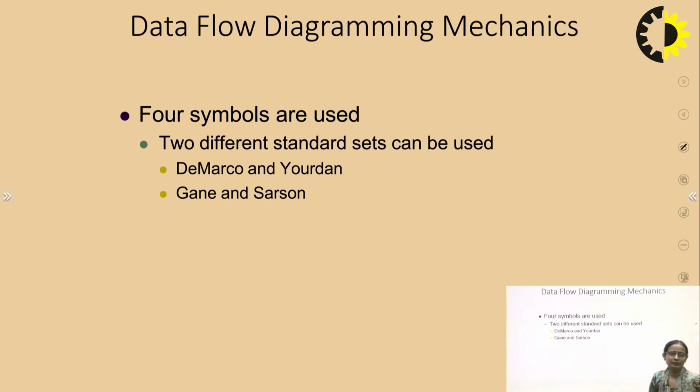So basically for the DFDs we have 4 symbols, but different pictures have been used to represent these symbols. We have 2 sets. One is the De Marco and Yourdon system, and the other is the Gane and Sarson system.